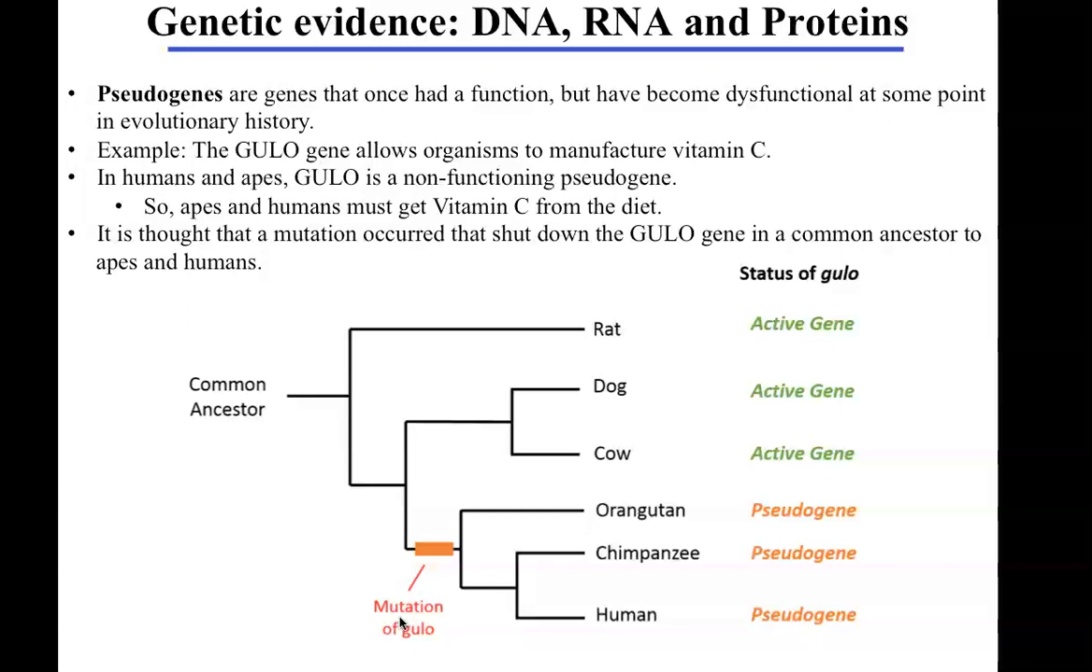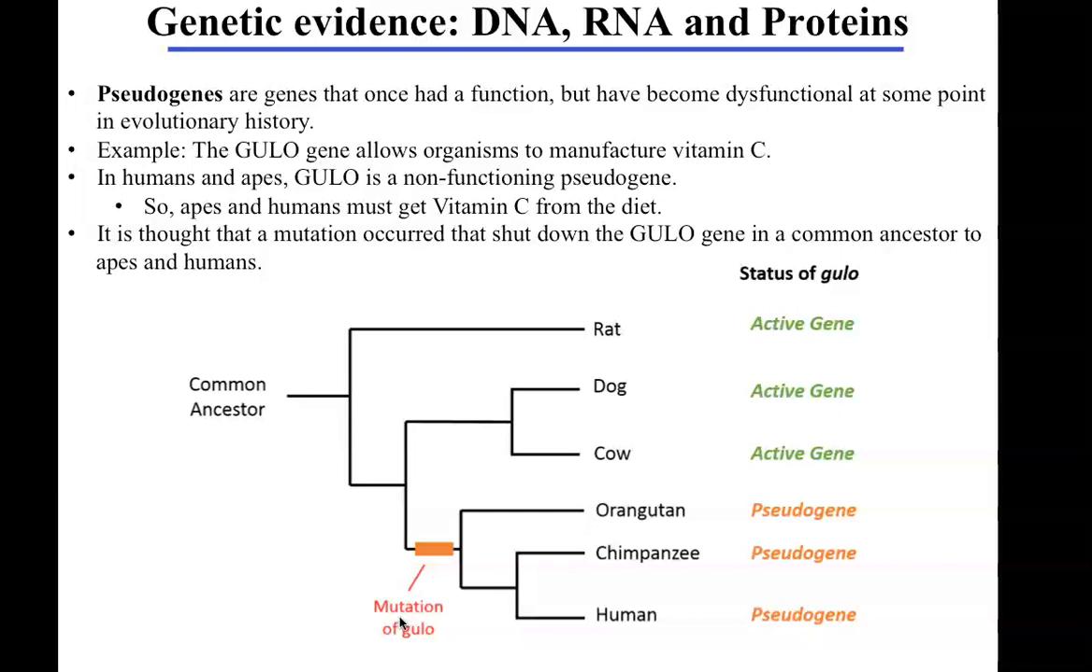So if we can't make our vitamin C, which is bad, primates eat a lot of fruit and they eat food that's high in vitamin C. So an orangutan having a broken pseudogene, or a broken gulo gene, doesn't really affect its survivorship because it can get vitamin C from its diet.